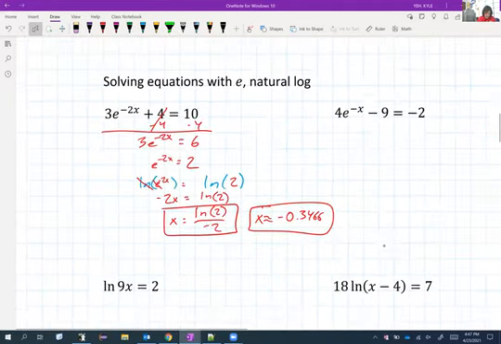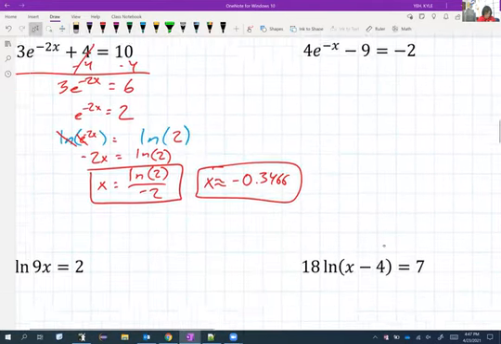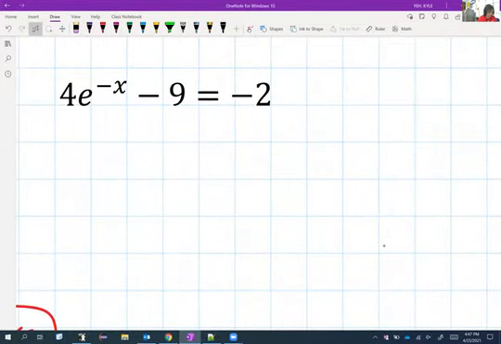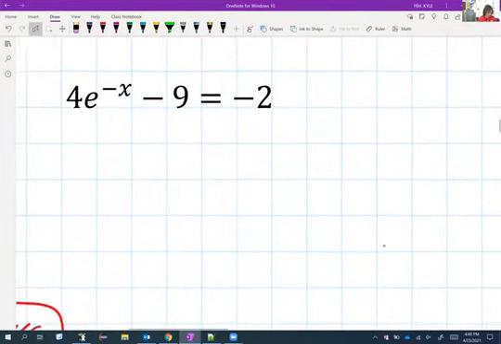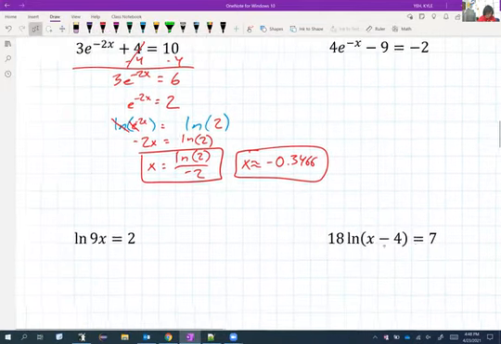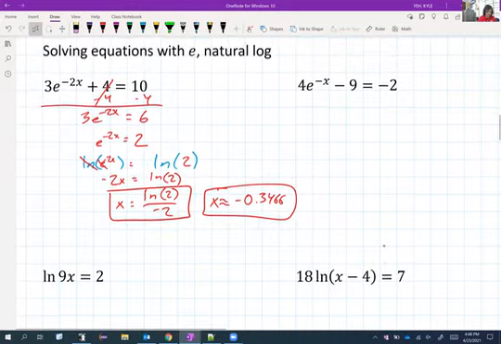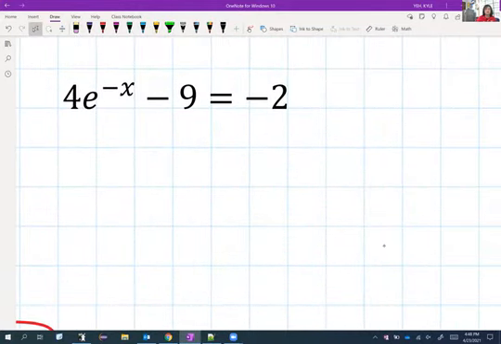I would like you to try, well, no, I'll do this one, and then I'll have you try the next two. So 4e to the negative x. I lied. We just did an e problem. I want you to try this e problem. So I'm going to pause the video, work it out, and unpause it. We just did an e problem, so if you need to, reference the work on your page already to solve for x in this problem.